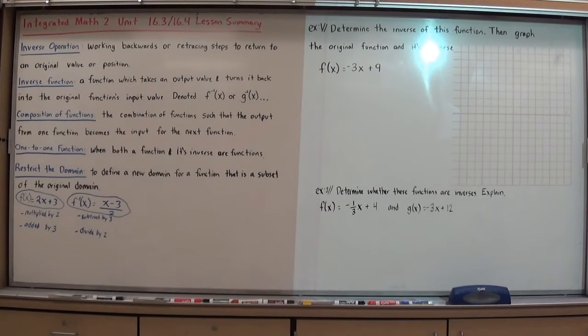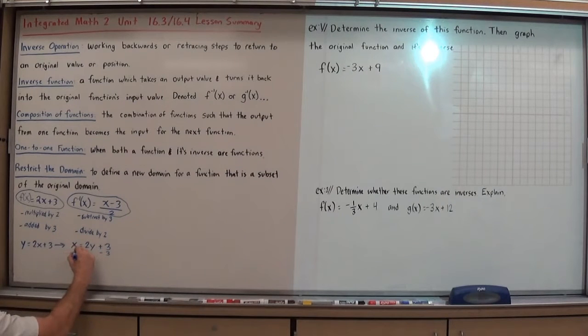It's a function which takes an output value and turns it back into the original function's input value. And there I have the notation. So another way that you can do this is if you take your original function instead, let's say y equals 2x plus 3. And instead of using the function notation, I'm going to use y in place of f of x. It's a little easier this way. And what I'm going to do is just change the location of x and y. I'm going to change y to x and x to y and solve now for the y.